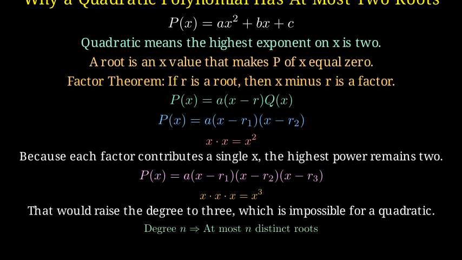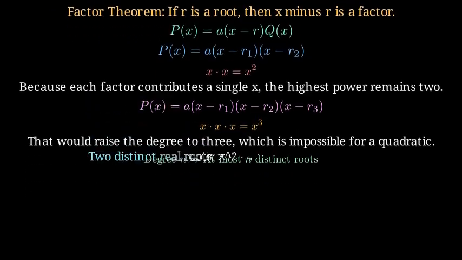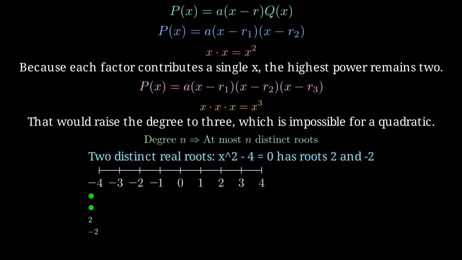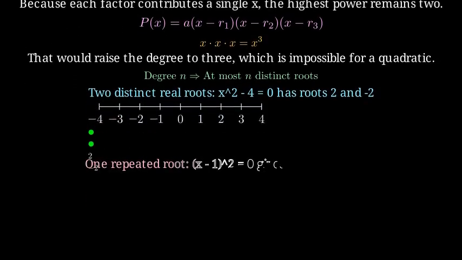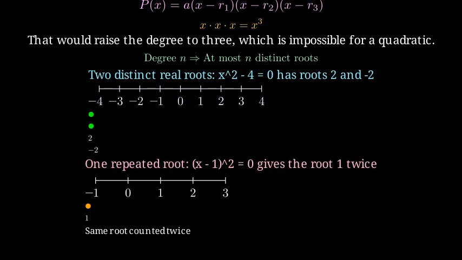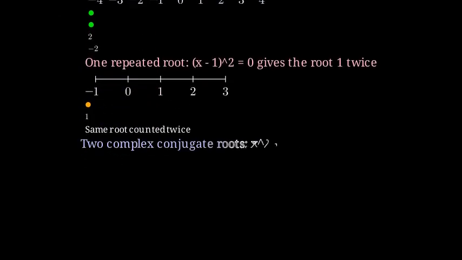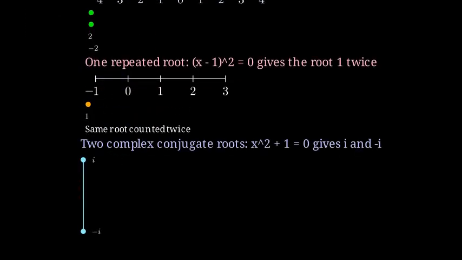Quadratics still have interesting root scenarios. Some have two distinct real roots, like x squared minus 4 equals 0, giving roots plus 2 and minus 2. Others collapse to a repeated real root, like x squared minus 2x plus 1 equals 0, which equals x minus 1 squared. So 1 is counted twice. Some have two complex conjugate roots, like x squared plus 1 equals 0, giving i and minus i.